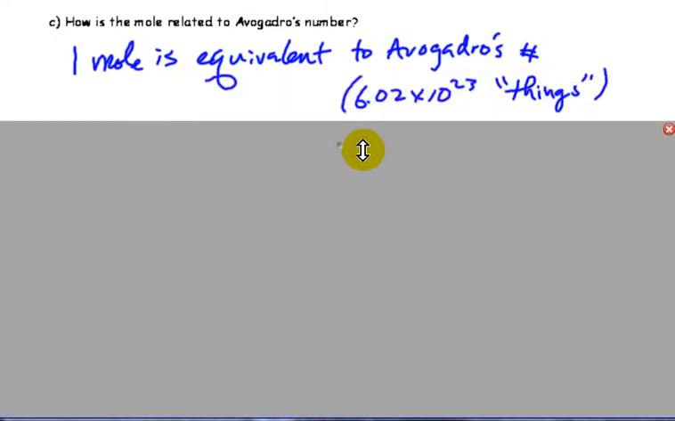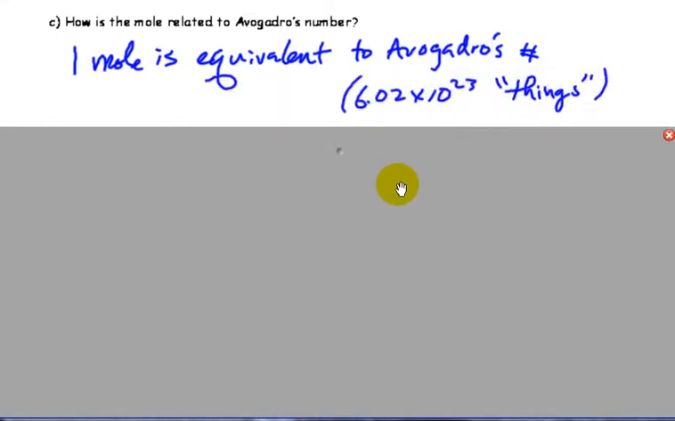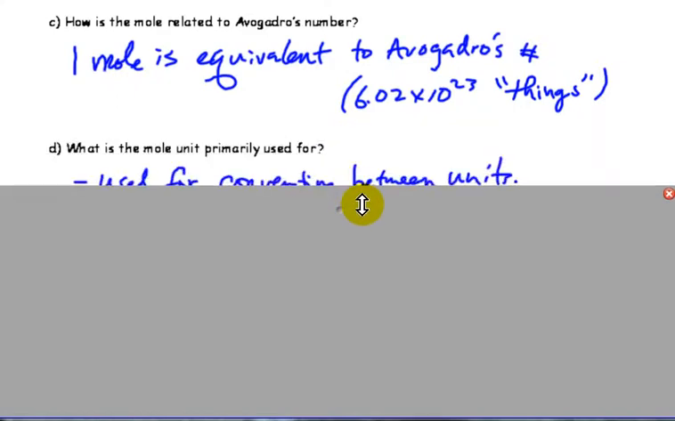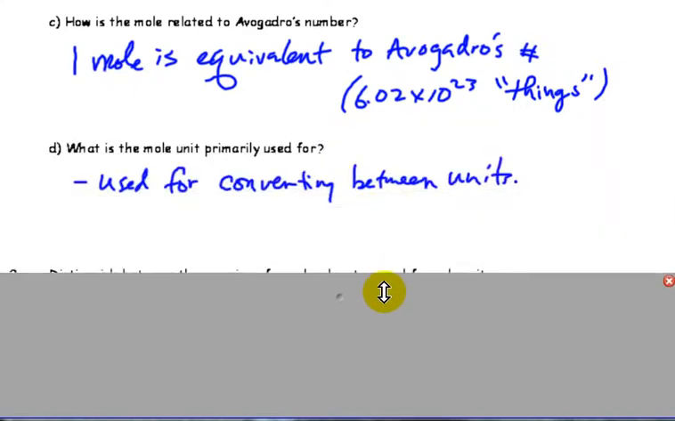This is referred to as Avogadro's number, named after Amedeo Avogadro. So 1 mole is equivalent to Avogadro's number, and that number is just simply 6.02 times 10 to the 23rd things. And it is used for converting between units. We'll look shortly at converting between atoms and molecules and moles, grams, liters, etc. So it's very helpful in doing that.